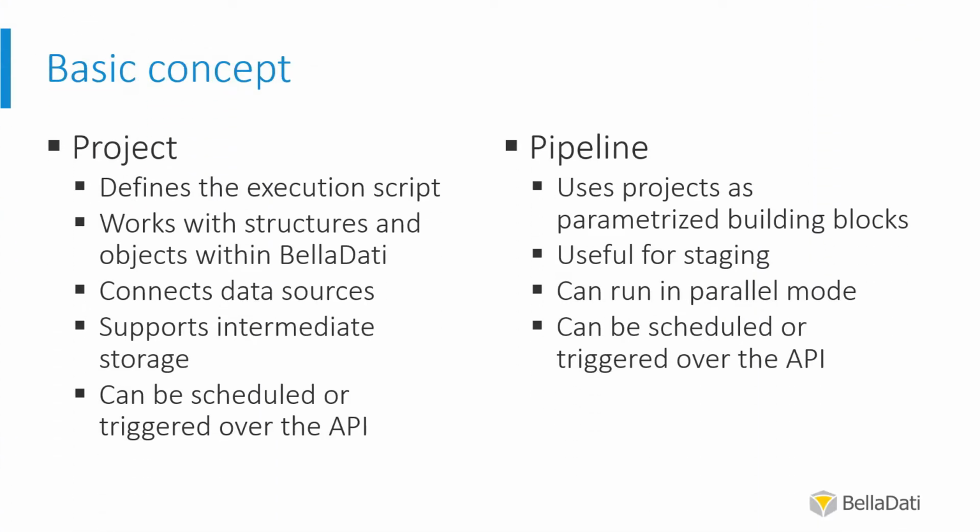We are distinguishing two basic building blocks: project and pipeline. There are a couple of differences between these two blocks. The project defines the execution script and the algorithm. It works with data structures and objects which are accessible within BellaDati, such as datasets, data sources, or reports. Projects also have their own intermediate storage, which means it is possible to store data between the stages.